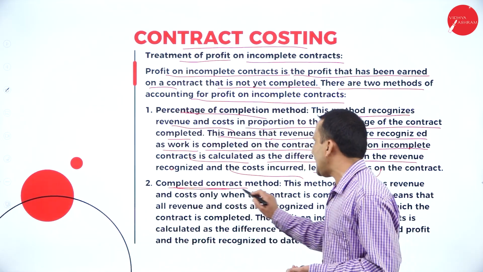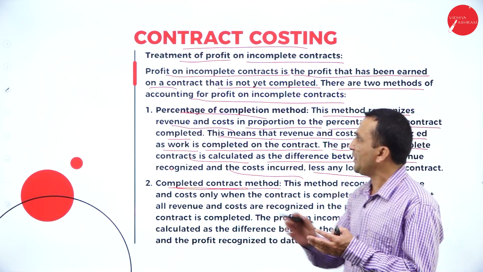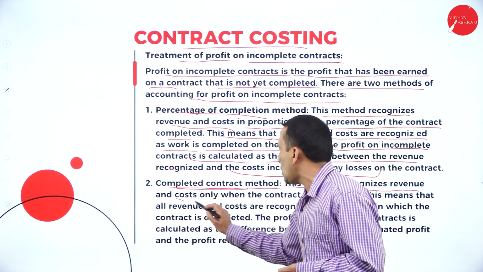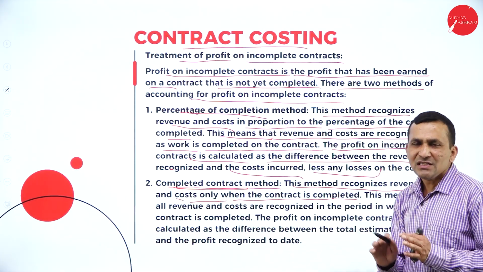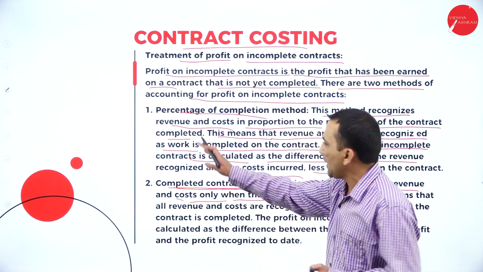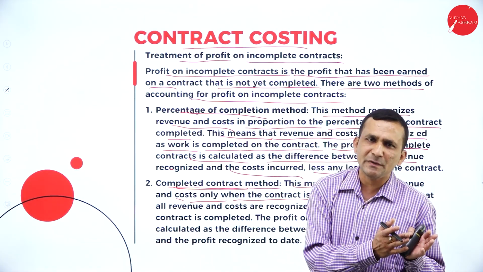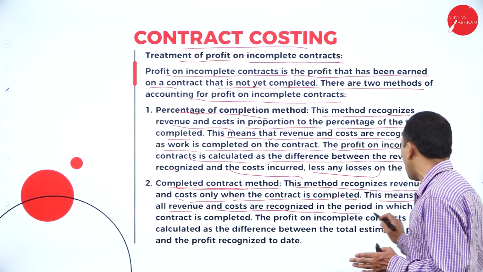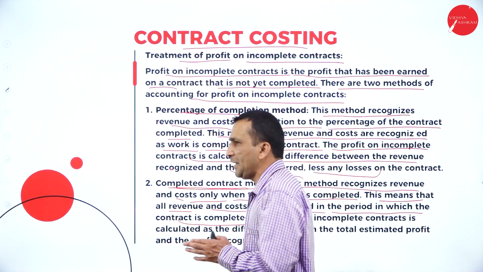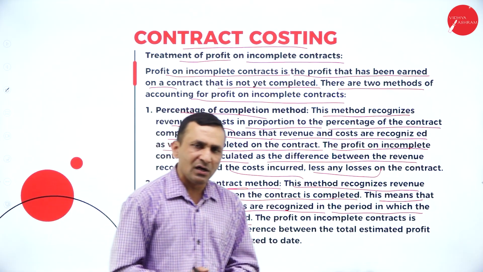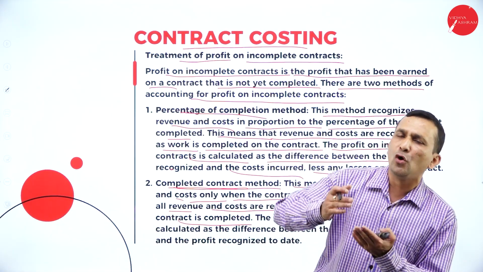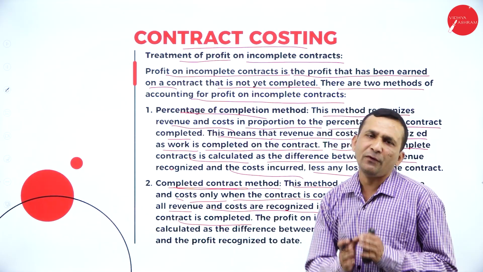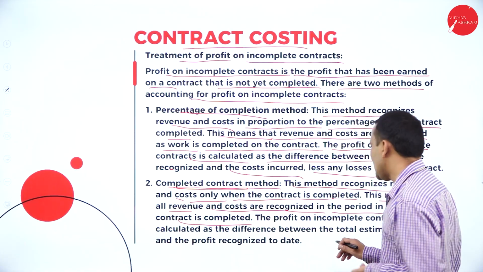Next, the completed contract method. This method recognizes the revenue and the cost only when the contract is completed. Once the contract is completed, we can easily classify the income related and expense related items. This means that all revenue and cost are recognized in the period in which the contract is completed. For example, a 1 year contract or 2 year contract; a few contracts can extend more than 1 year. Each year a separate contract account is prepared, or we can do a consolidated vertical format. That is also possible.